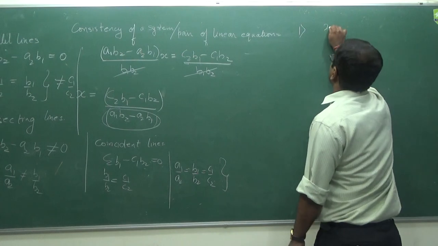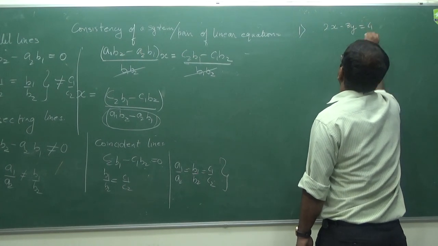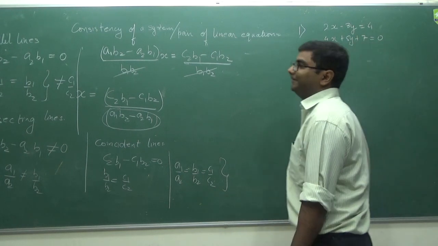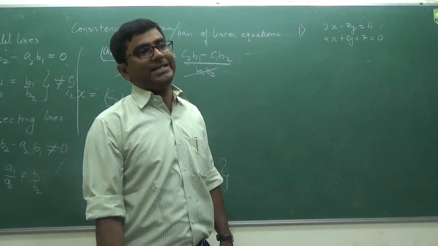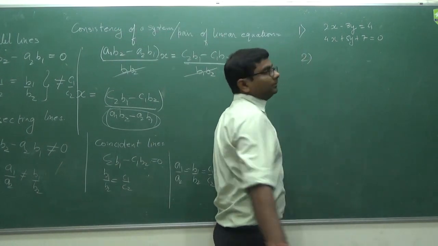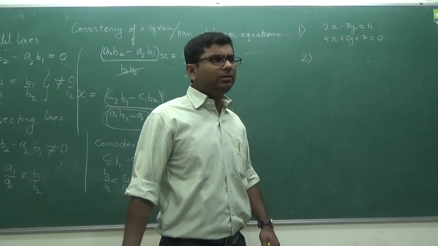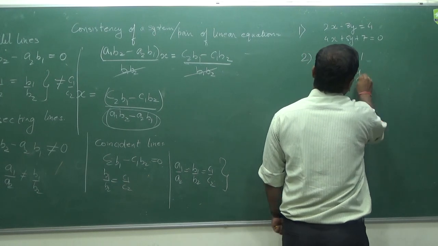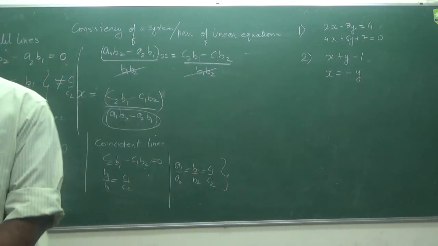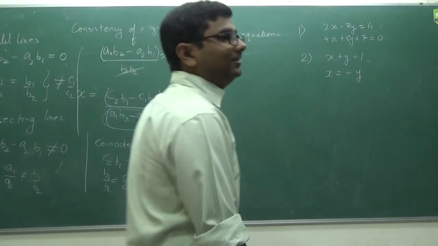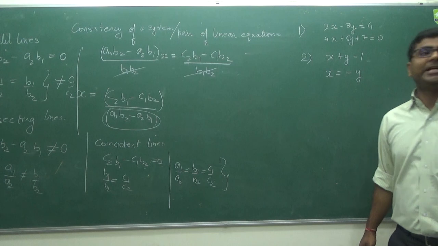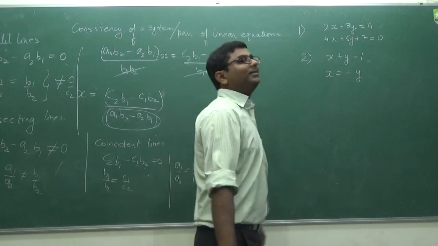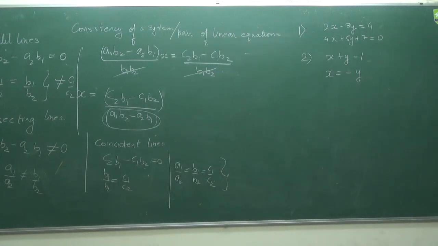Now, rapid fire, I'll write, you have to answer. 2x minus 3y equals 4, 4x plus 5y plus 7 equals 0. It's consistent. There is one solution? Yes? Intersecting? Confident? Yes, right? Now, x plus y equals 1, x equals minus y. There is a solution? No. No way. There is no solution, it's not intersecting. It's parallel. They are parallel lines.